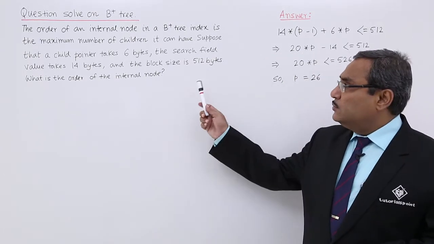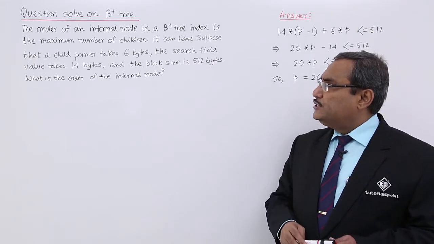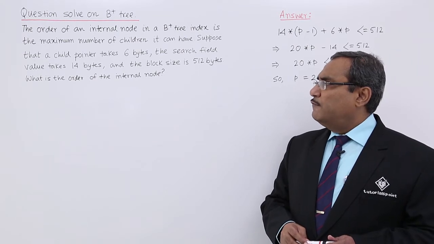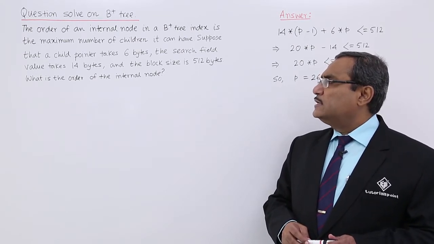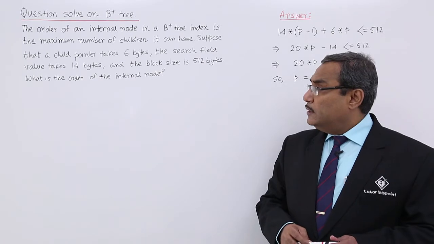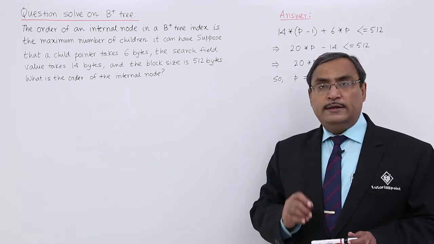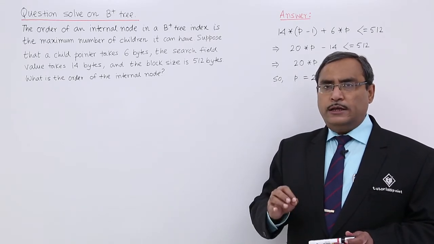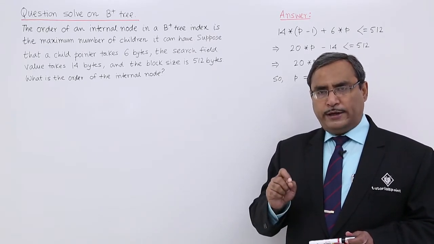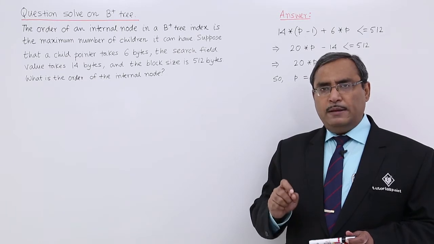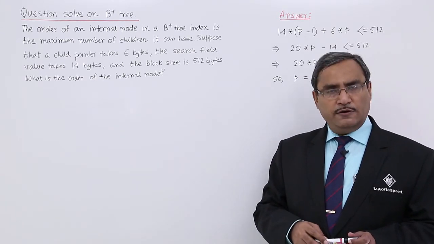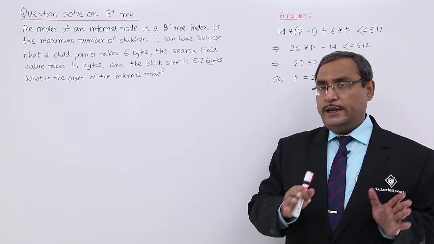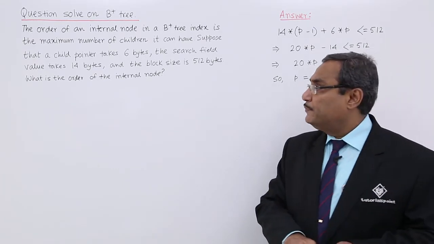Now this question says that suppose that a child pointer takes 6 bytes, the search field value takes 14 bytes and the block size is 512 bytes. What is the order of the internal node? So they are dealing with the internal node only. In case of internal node, if we have p number of pointer fields, then we shall be having p minus 1 number of search info fields, and that is quite common because we have discussed this one in our earlier videos on B plus tree.